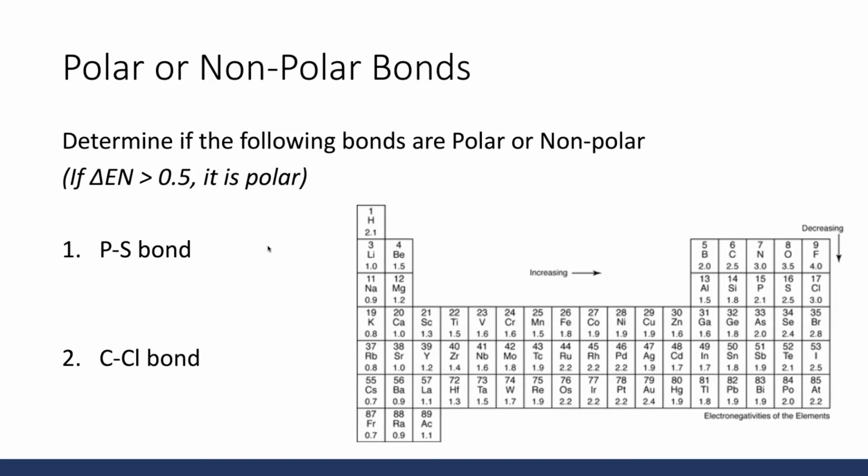All right, let's do number 2, C-Cl. So we need to find carbon and chlorine. 2.5, 3.0. This one is a little tricky. It's right on the line. So we're going to have an electronegativity difference of 0.5, but we can go ahead and say that that's polar.